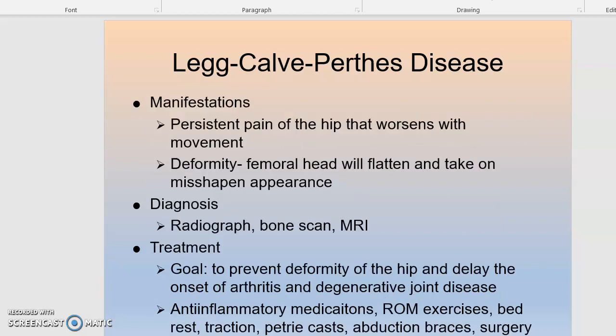So manifestations, what we have listed there: persistent pain of the hip that worsens with movement, deformity with the femoral head flattening and taking a misshapen appearance. Diagnosis can be made through x-ray, bone scan, or MRI.